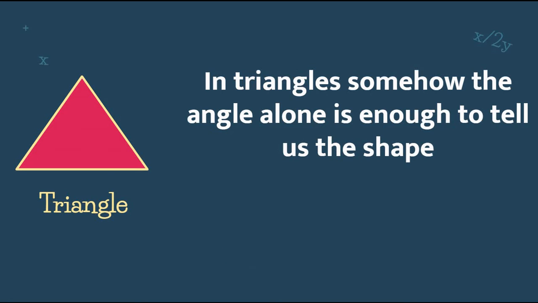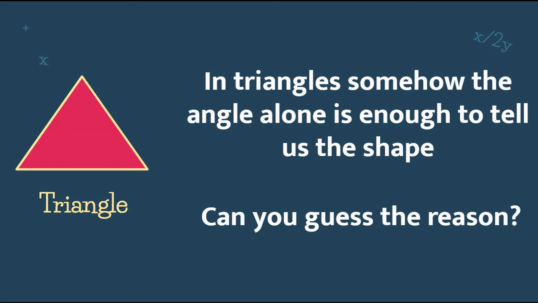So, this seems to tell us that in the case of triangles, somehow the angle alone is just enough to tell us the shape. So we don't really need the ratio of the sides. Can you guess what's the reason behind it? So let's look at the reason for why it is true.